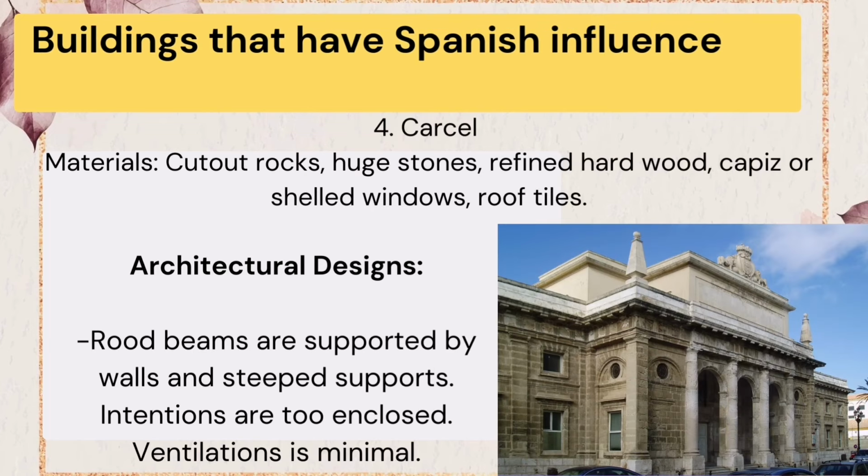Carcel. Materials: cut out rocks, huge stones, refined hardwood, capiz or shelled windows, roof tiles. Architectural designs. Roof beams are supported by walls and steep supports. Interiors are too enclosed. Ventilation is minimal.